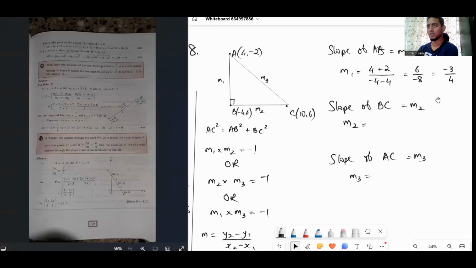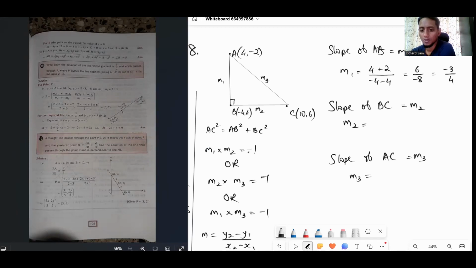M2 is minus 11. Yes, minus 11. And M3? M3 is 4 upon 12. I'm getting 4 upon 4. So no, 4 upon 3. So is any of the two slopes satisfying the formula M1 into M2 is equal to minus 1?